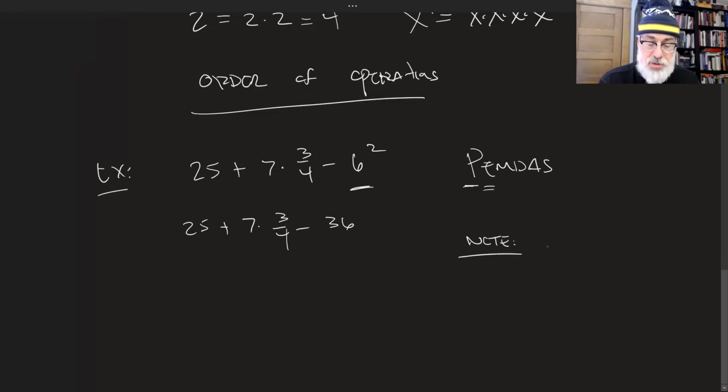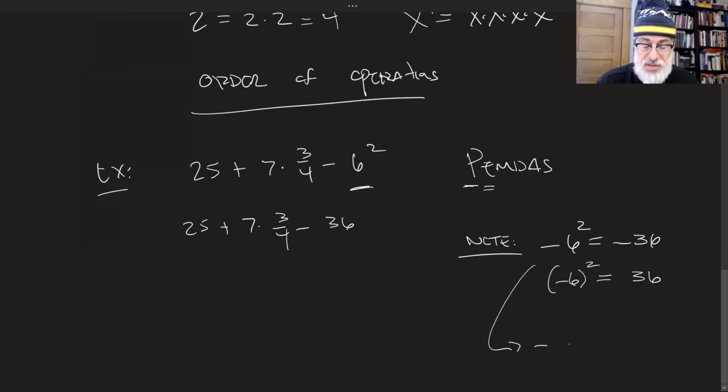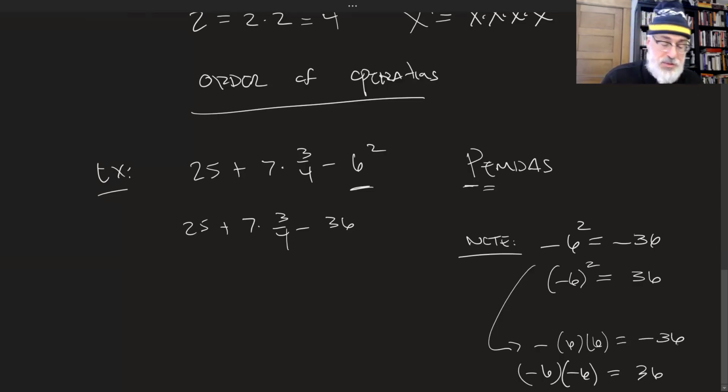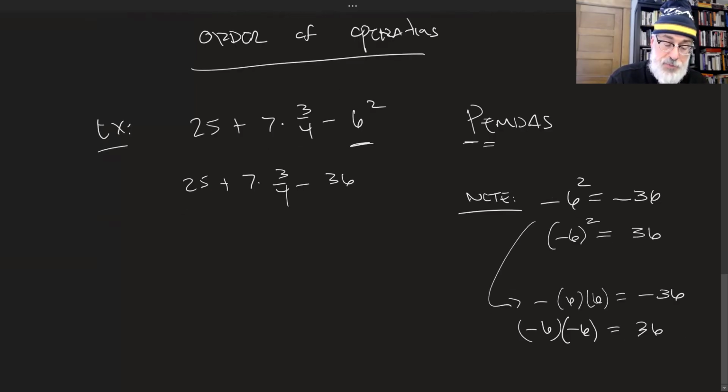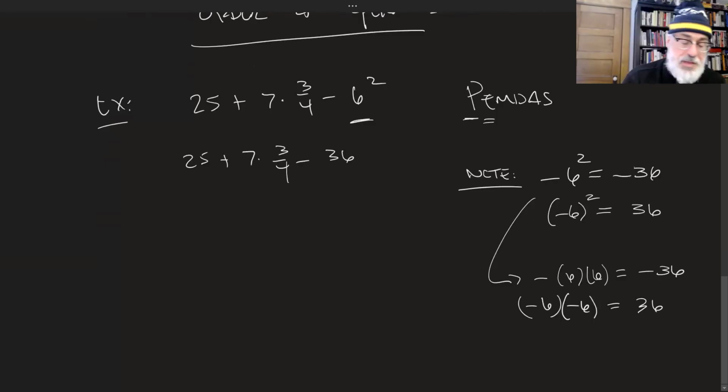There's something to note. I see this commonly with students. Negative 6 squared is negative 36. However, negative 6 quantity squared is equal to 36. The reason is this is really just negative 6 times 6, whereas the second one is negative 6 times negative 6. We know that a negative times a negative is a positive, so we get 36. And this is 36, and we hold on to the negative. So that's why the negative 6 squared is negative. If it was the quantity negative 6 squared, then it would be positive 36. All right, so that's the exponents.